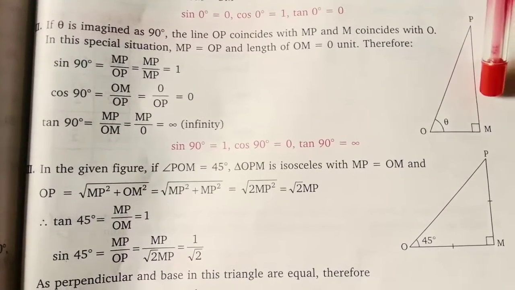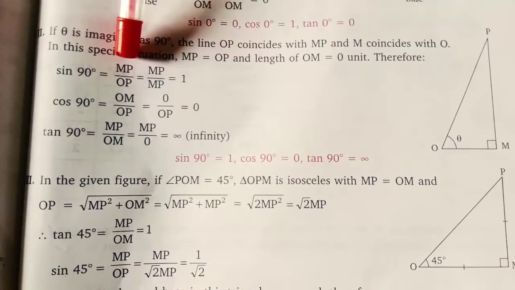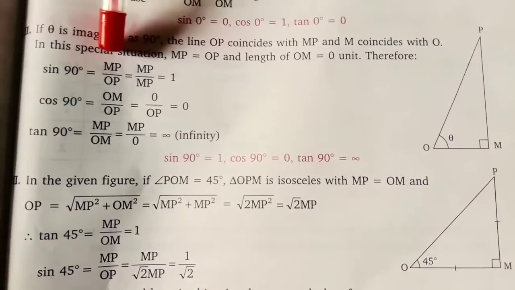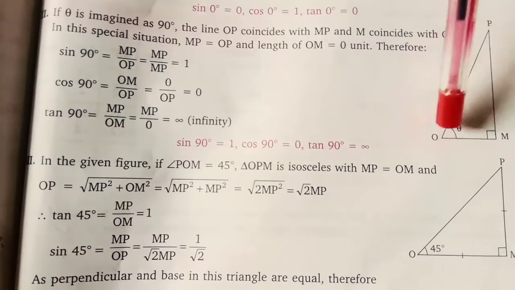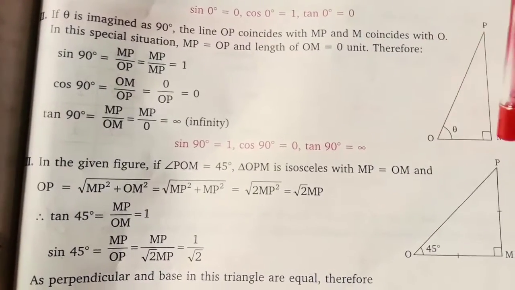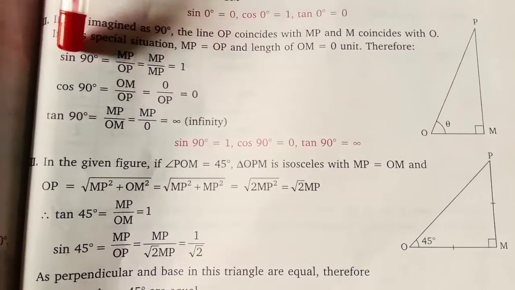Now find sin 90. As you know, sin theta formula is what? Perpendicular by hypotenuse. Here perpendicular is how much? PM. Hypotenuse is what? PO. But when angle is 90 degree, PO is converted to PM. Therefore, MP by MP equal to how much? 1. Therefore, sin 90 equal to 1.